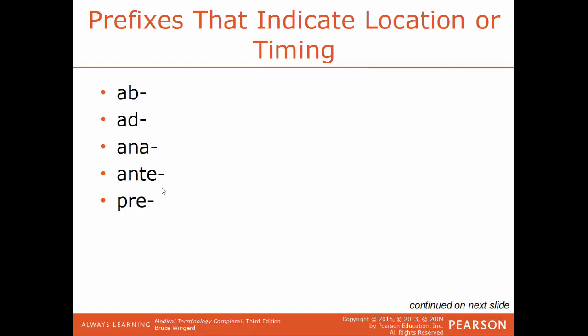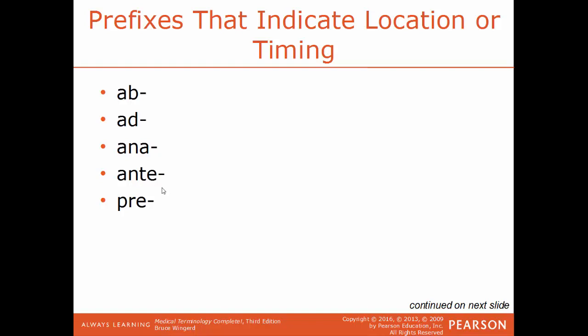Alright, prefixes that indicate location or timing. See ab, one we talked about before, moving away from. Then ad, moving towards. It's very common to get those two prefixes confused with one another, especially when you're talking about joint movements, abduction and adduction. Abduction going away from the midline of the body, adduction going toward the midline of the body.